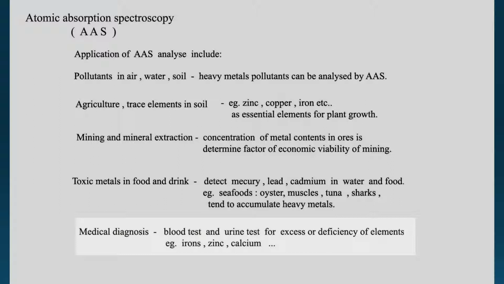Medical diagnosis. For the blood test, do you have enough iron and zinc or calcium in it? Or do the urine test. So all this is to identify the metal. So don't assume AAS has got nothing to do with you. It affects all parts of your life.